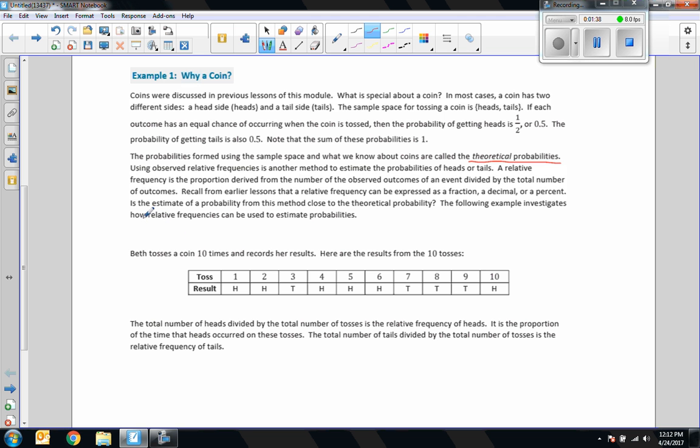A relative frequency is a proportion derived from the number of the observed outcomes of an event divided by the total number of outcomes, which we've already done in prior lessons. Recall from earlier lessons that the relative frequency can be expressed as a fraction, a decimal, or a percent. Is the estimate of a probability from this method close to the theoretical probability? The following example investigates how relative frequencies can be used to estimate probabilities.